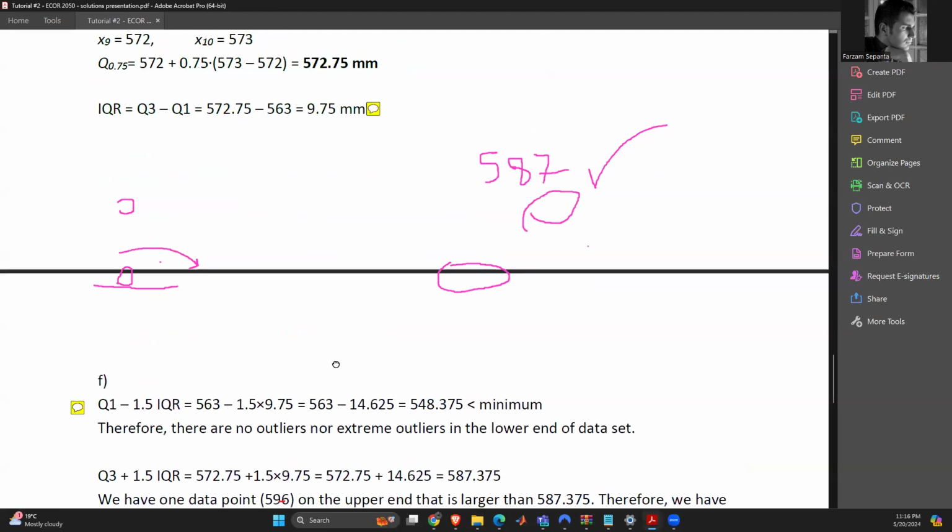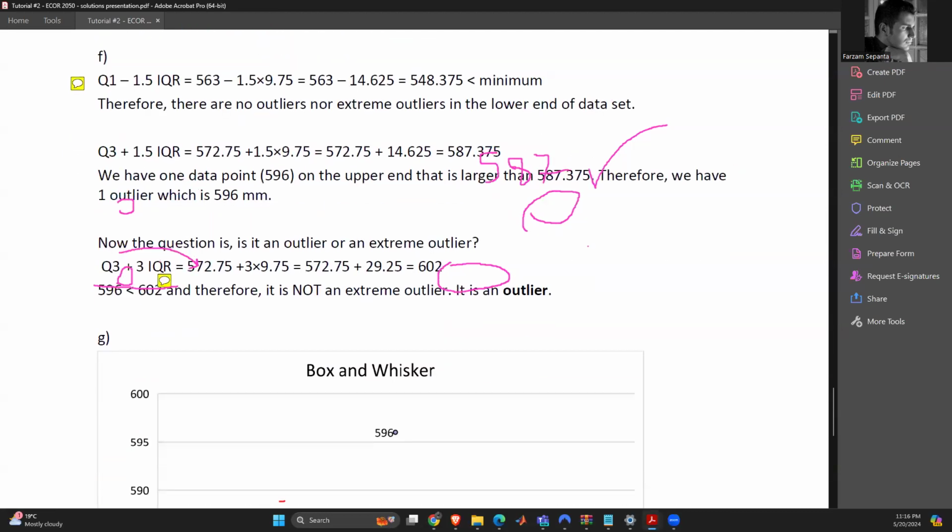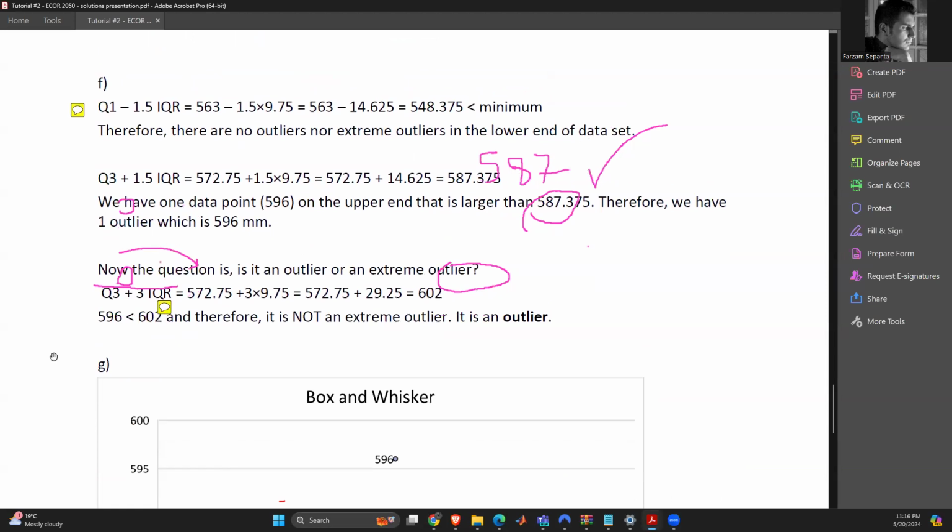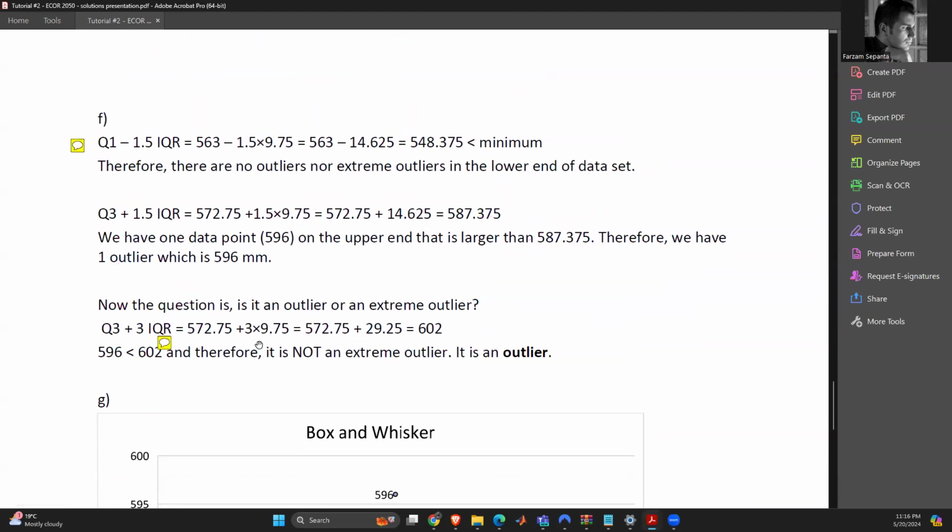There we go. Now we need to check. Sorry, it takes me time to clear everything. So we have an outlier, only one, which is also in the conclusion. Therefore, we have one outlier, which is 596 millimeters. Now we need to calculate whether this is an extreme outlier or just an outlier.